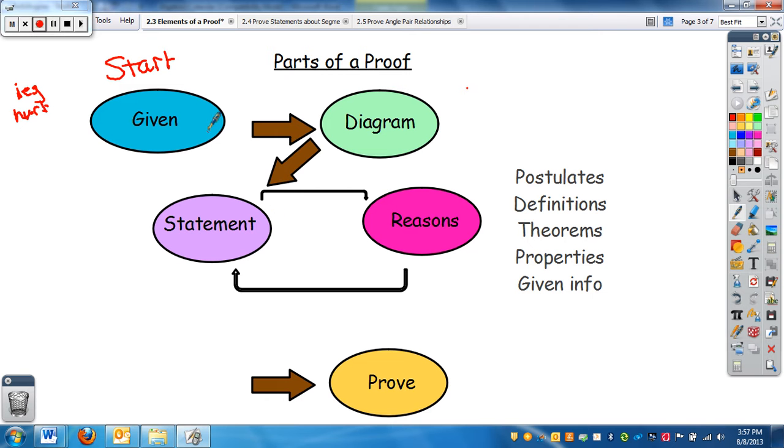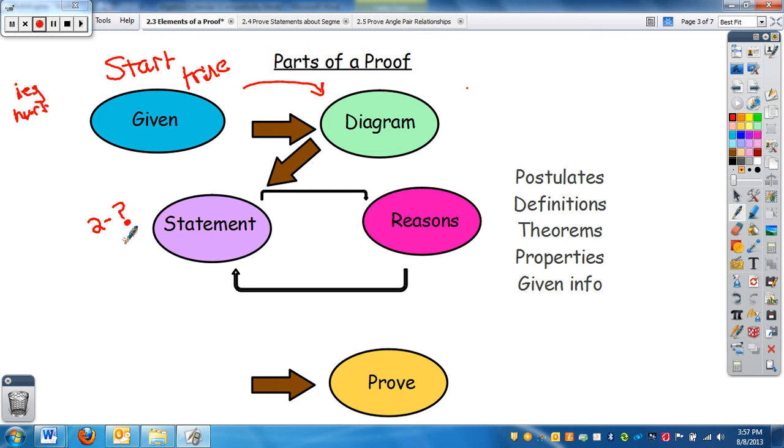So in geometry, you have a given. I'm going to give you a situation. You know this is true. You can assume this is true. And then from there, you are given a diagram. And that diagram can help you make conclusions. And then from there, you're going to make a series of statements. Now the statements, there can be just a couple of them. There might only be two, and it could be a whole bunch.